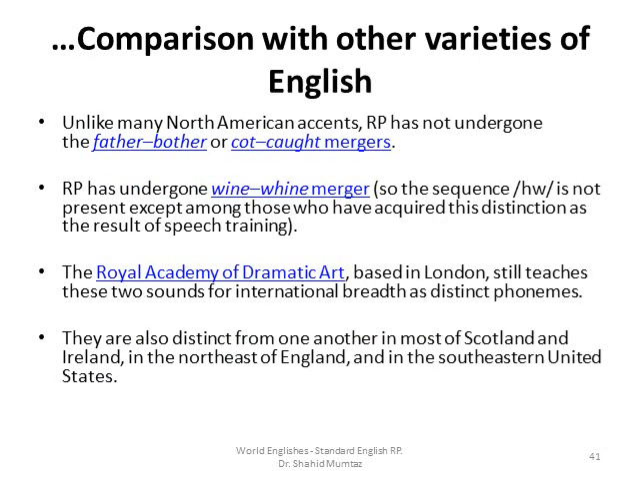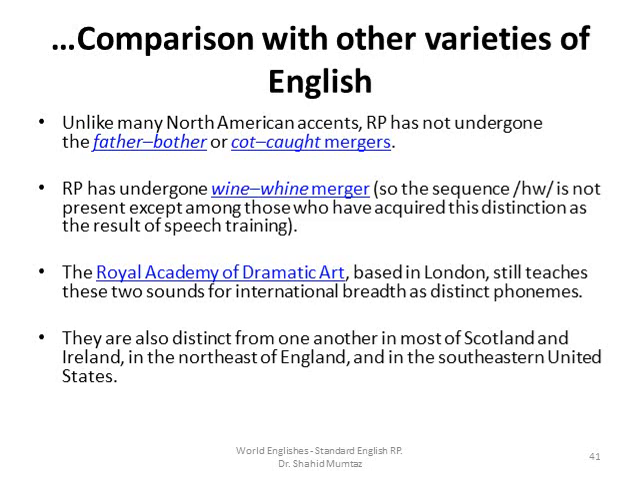Unlike many North American accents, RP has not undergone the father–bother or cot–caught–court mergers. In North American accents, they have been merged, so they give the same sounds for these words or vowels, but in RP they are distinct from each other.